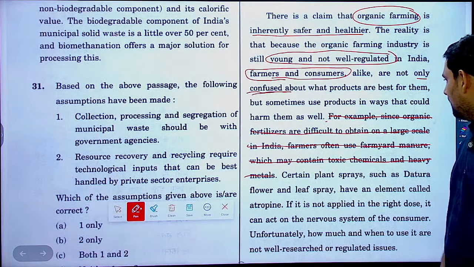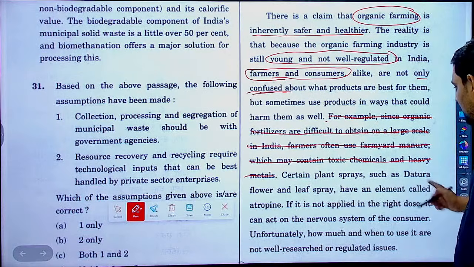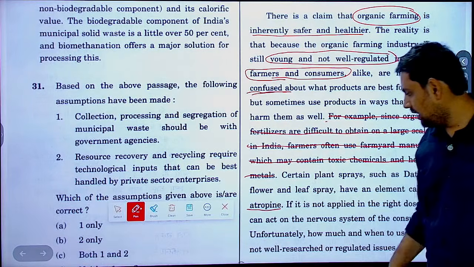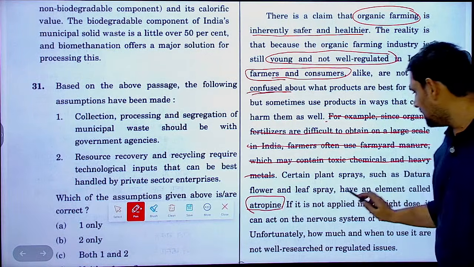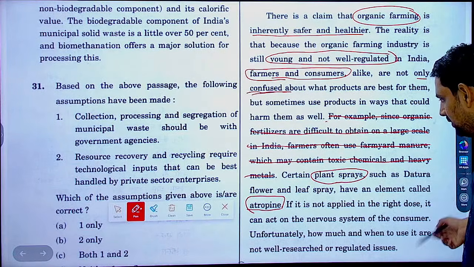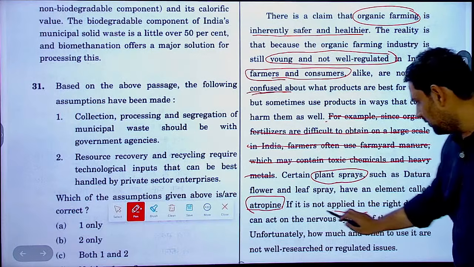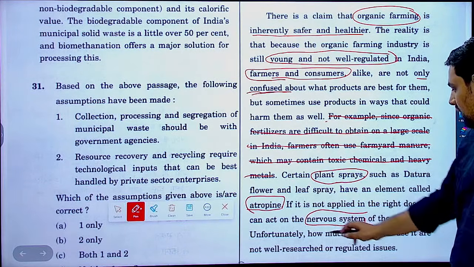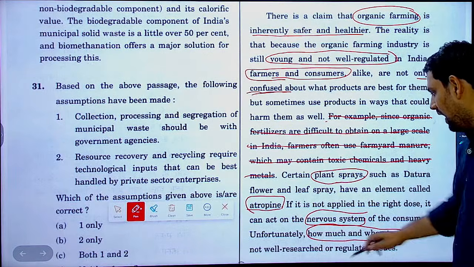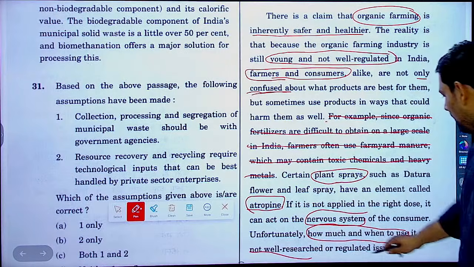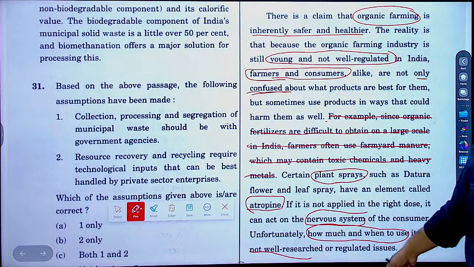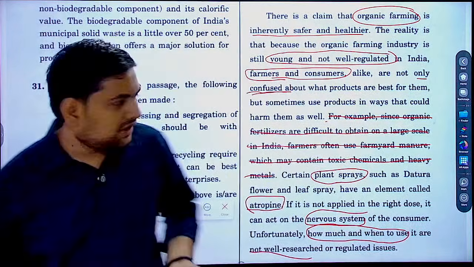Then certain plant sprays such as dhatura, flower and leaf spray have an element called atropine. Okay, this is about plant sprays. Then if it is not applied in the right dose, it can act on the nervous system of the consumer. Unfortunately, how much and when to use are not well researched or regulated issues. This is the problem with India, that how much and when to use, that is again lack of training.